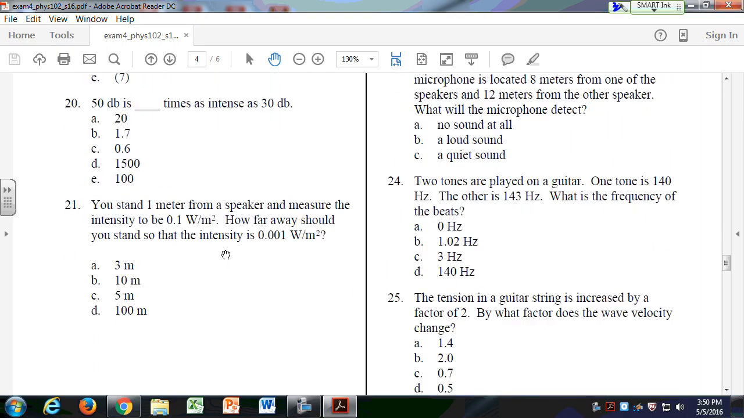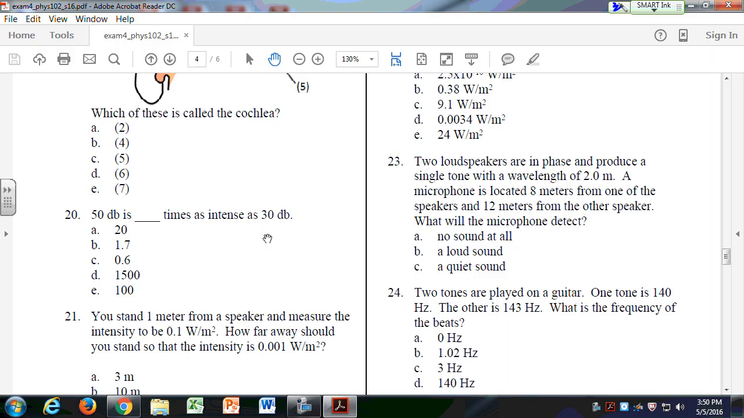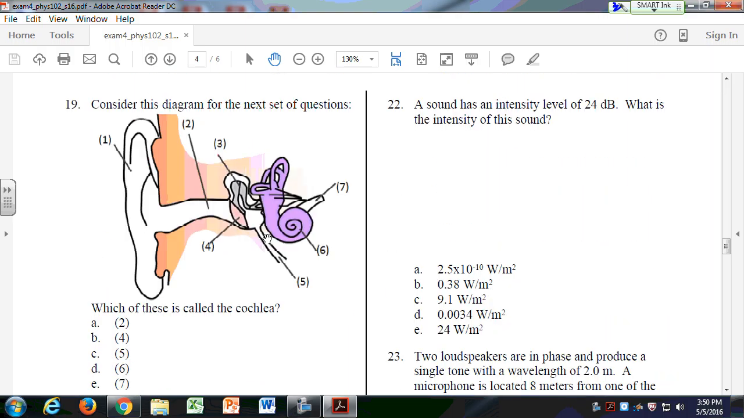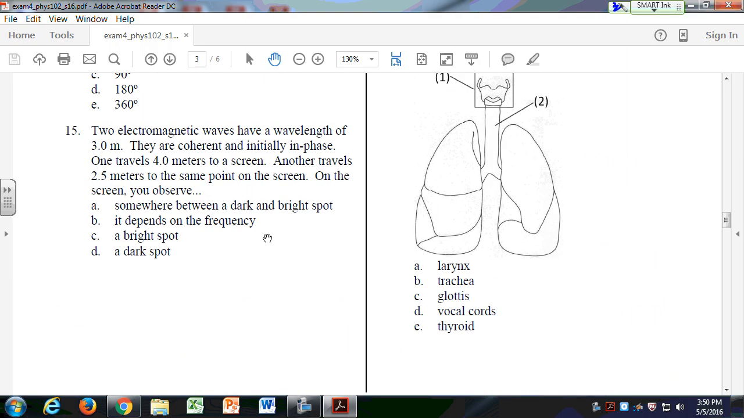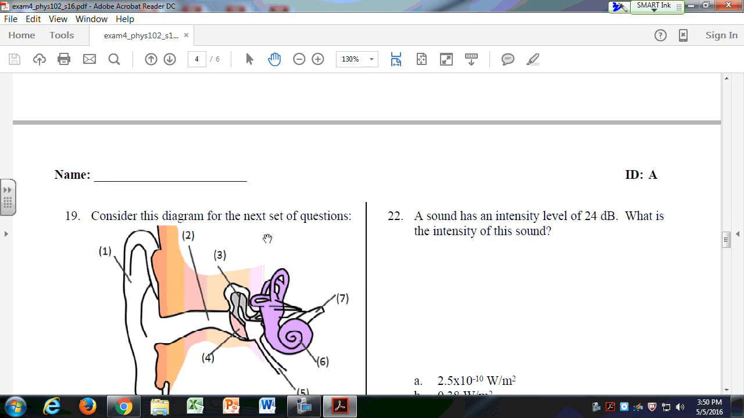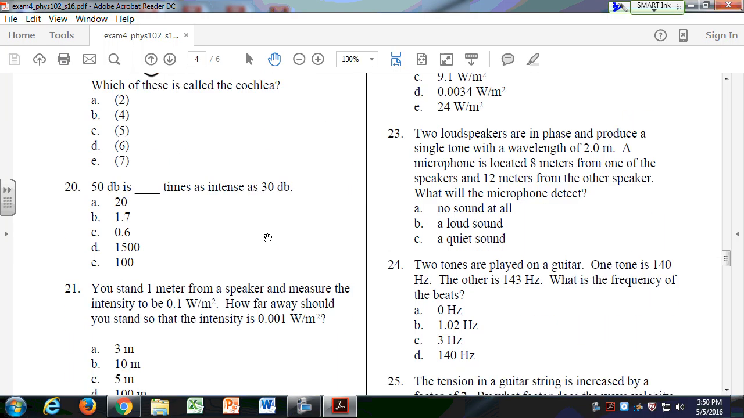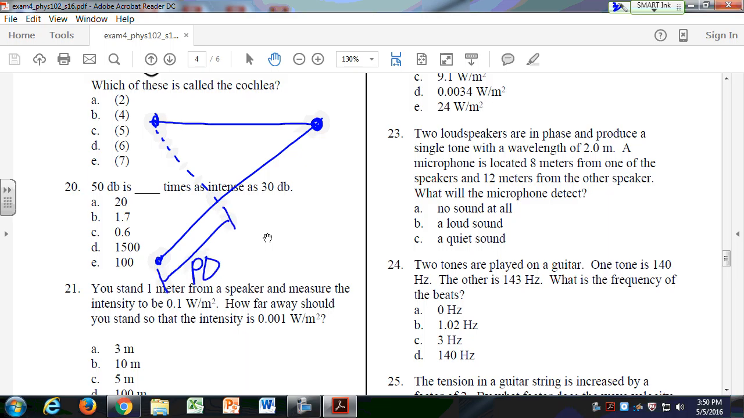Okay, 23 is identical to 15. They're identical. So what you're looking for, I have two sources of waves. I have one over here and one over here. And they're traveling to a point, and I want to know, do I get destructive or constructive interference? And what's important is the path length difference. I'll call it PD. What is the path length difference between those two waves?